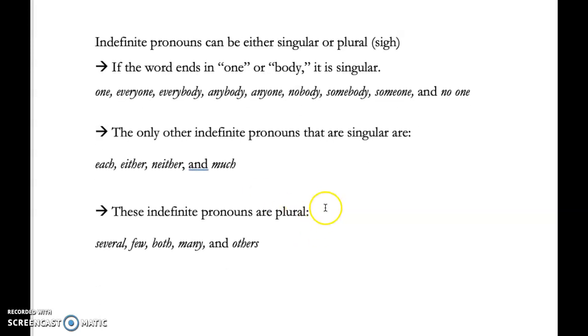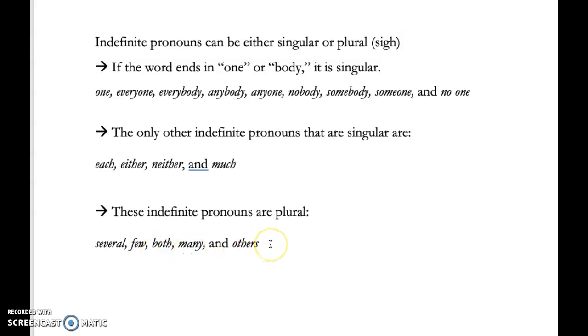And then finally, these indefinite pronouns are plural. Several. If I say several bunnies, you probably close your eyes and imagine definitely more than one bunny, right? That's how you know it's plural. Or few, maybe that's like 2 or 3 bunnies, probably 3 bunnies. Or both, that's 2 bunnies, plural. Many bunnies is, I don't know, like 10 bunnies.